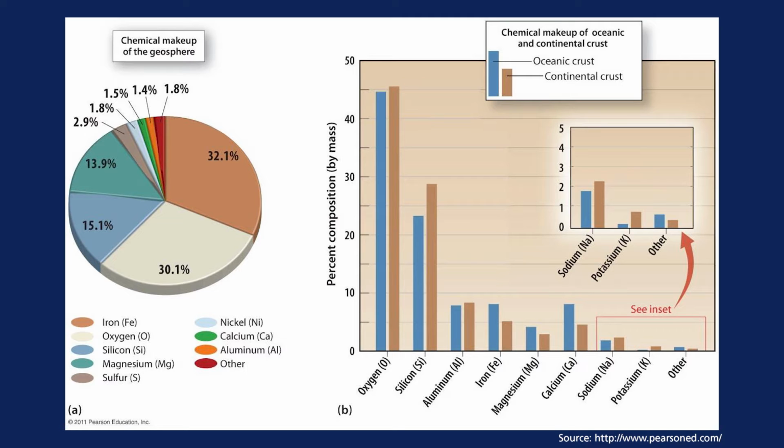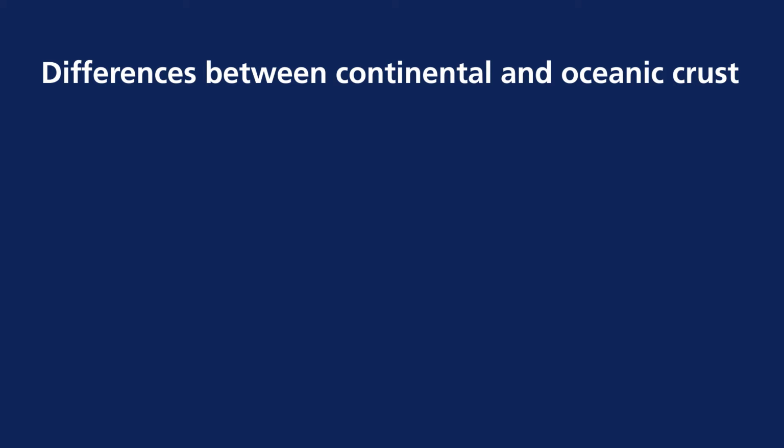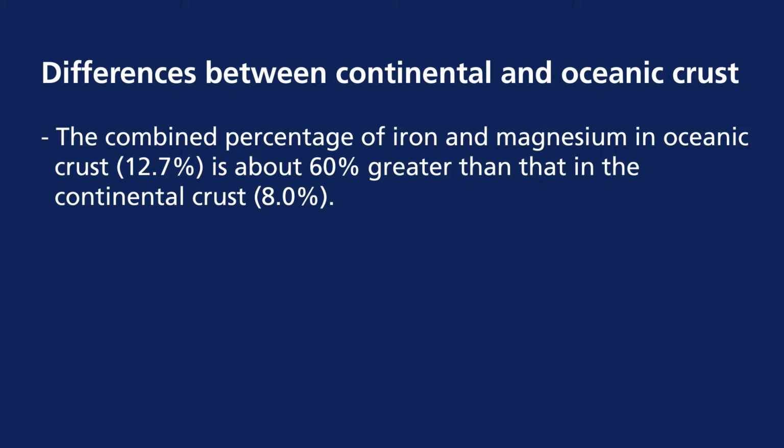made of iron. Magnesium is more prevalent in the oceanic crust than the continental crust. Calcium, much more, almost twice as much. Sodium is more prevalent in the continental, and potassium is the same. So the difference, in just a few short points, between continental and oceanic crust is that the combined percentage of iron and magnesium in the oceanic crust is 60% greater than the continental crust. So these dense elements are more prevalent in the oceanic crust.